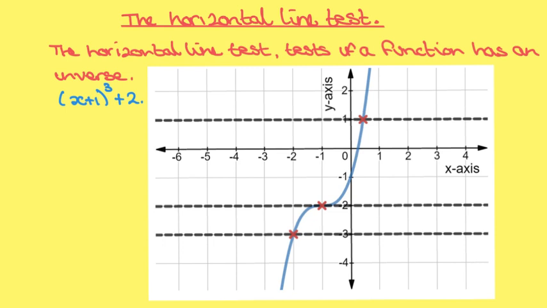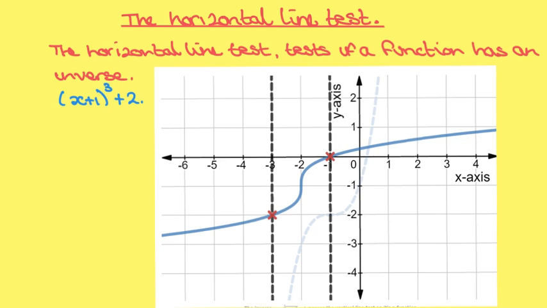As you can see here, we have drawn 3 horizontal lines, each of which only touches the graph at one point. So this graph passes the horizontal line test. So the equation f of x equals x plus 1 all cubed plus 2 does have an inverse. The inverse of the graph looks like this. And as you can see, the inverse passes the vertical line test, so is a function.